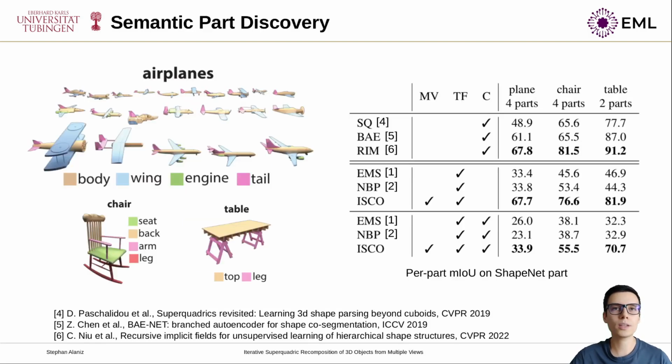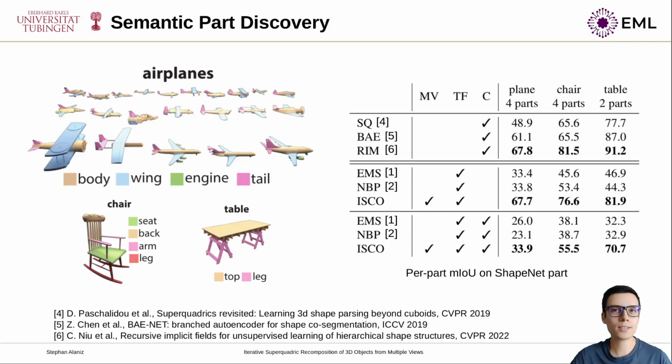We test how well ISCO can recover semantic parts of an object, as indicated here on the left, by evaluating on ShapeNet Part. ISCO outperforms other training set free methods such as EMS and NBP, while coming close to methods that use training data at the top of the table.